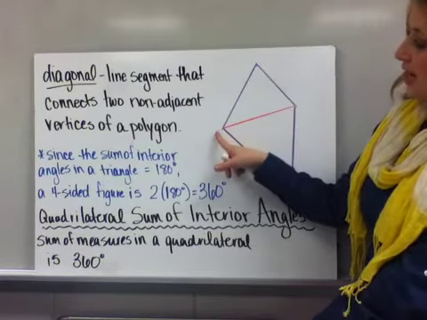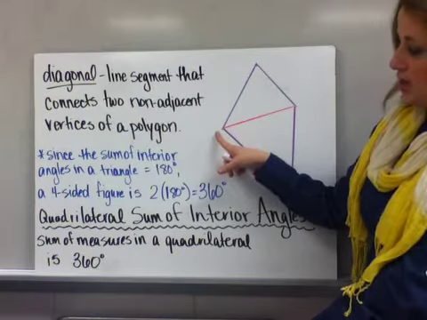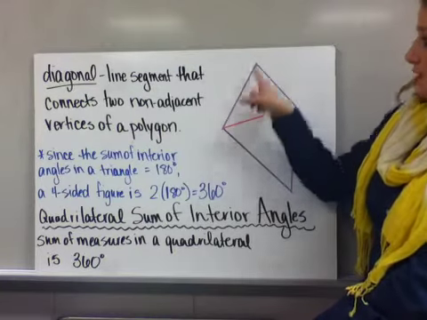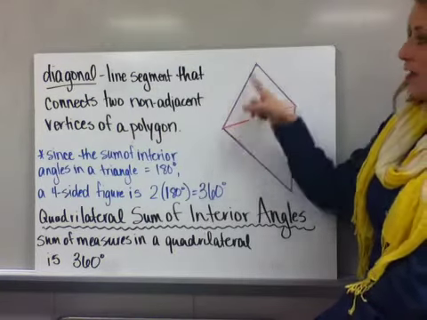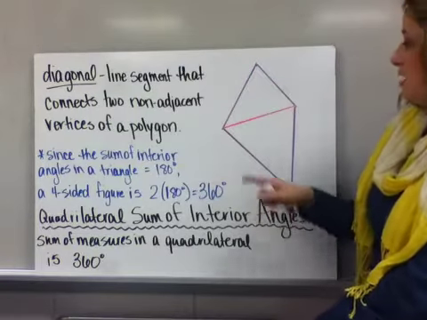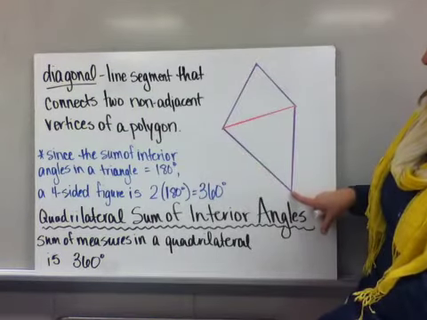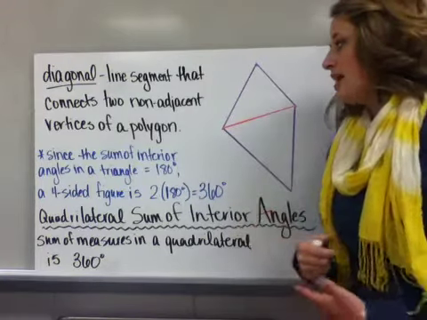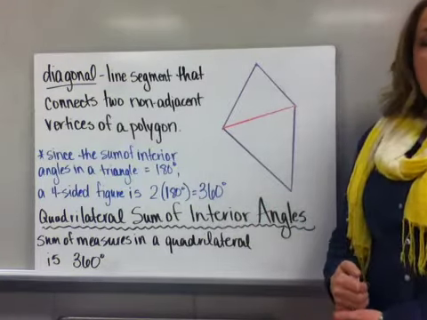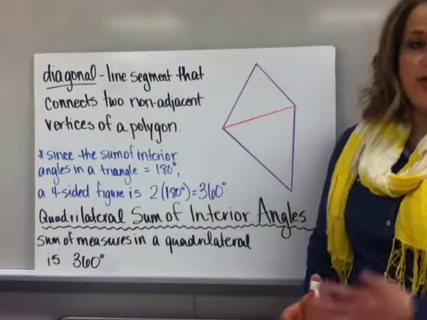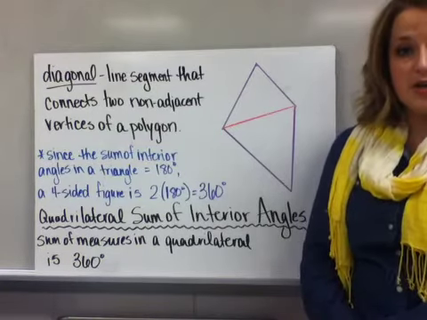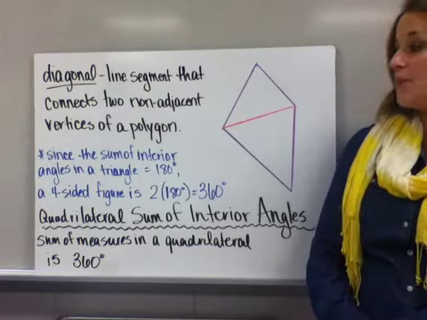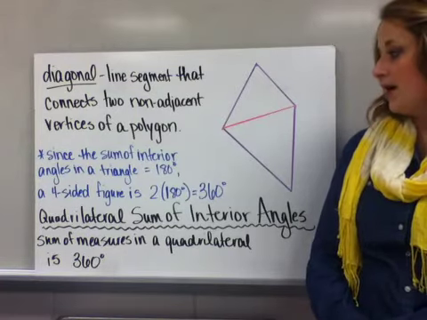I pick a vertex and connect it to other non-adjacent vertices. This one is adjacent to it, so that doesn't work. If I were to connect those, I'm simply drawing over the original quadrilateral. The same thing down here, so I'm connecting it across here. And what that diagonal does is separate a polygon into triangles. Then we can use what we know about the sum of interior angles of a triangle to find the sum of interior angles of any other polygon.